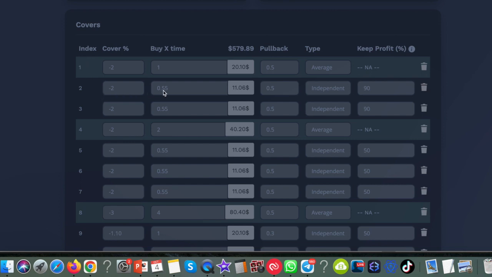And they've got these little drops in the market. Can you see here, it's saying 2%, it drops another 2%, and instead of it buying in one amount, which is this $20, it's going to buy half of that. So it's buying in smaller amounts.